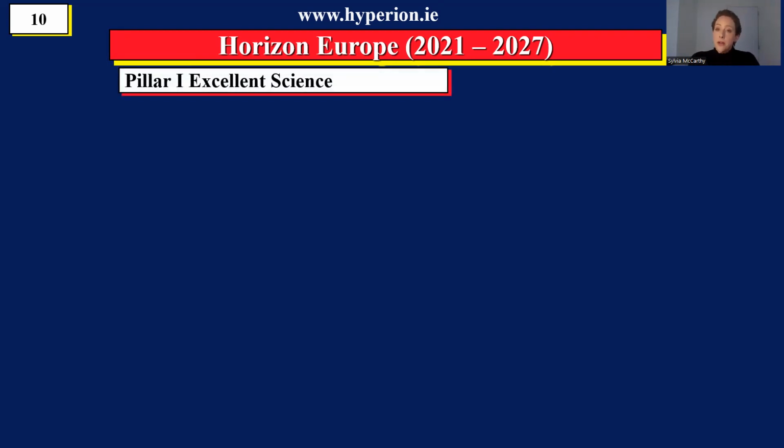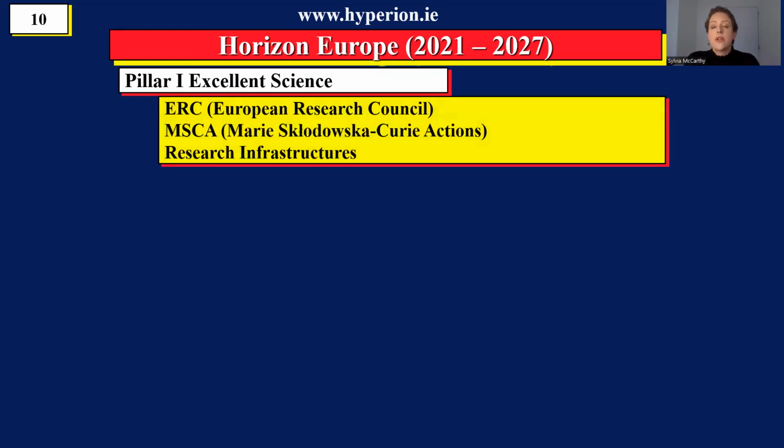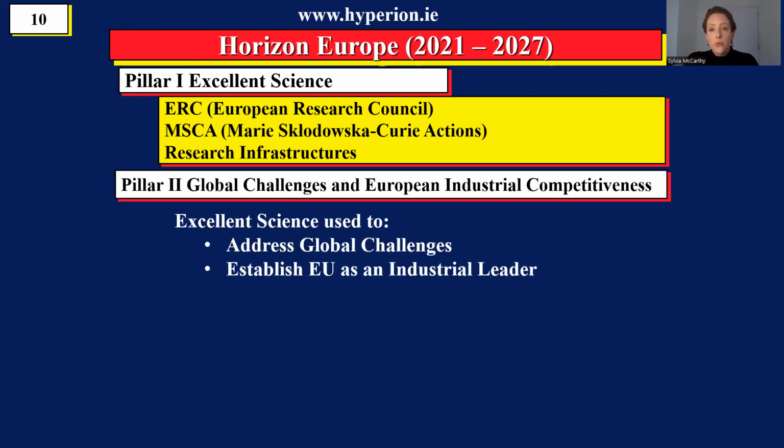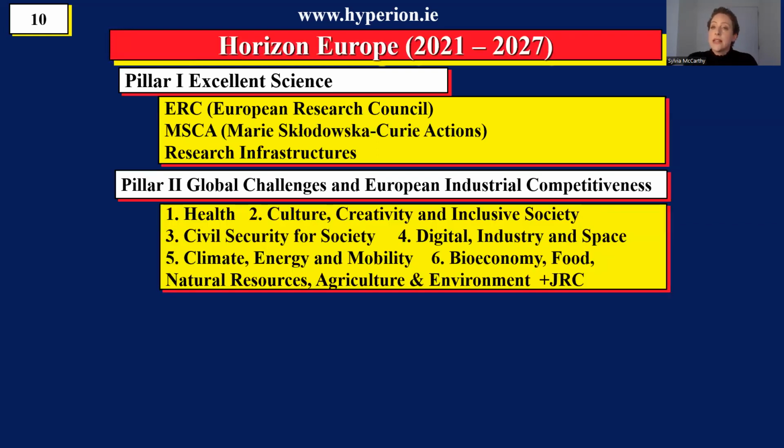Horizon Europe is made up of Pillar 1, excellent science. That's where everything funded under Pillar 1 is establishing the EU as a scientific leader. And that's, of course, where you find the European Research Council, Marie Curie, the research infrastructures. Pillar 2, where proposal intelligence lives, is all about addressing global challenges and establishing the EU as an industrial leader. That's where we find the clusters. That's where we find the destinations, the sections, the topics, and the missions.